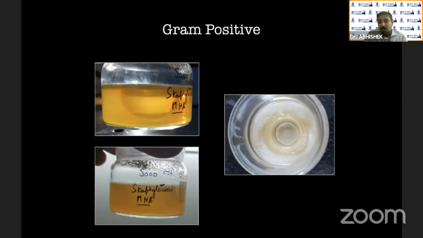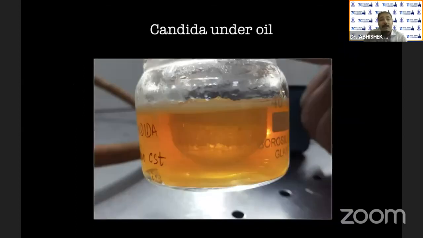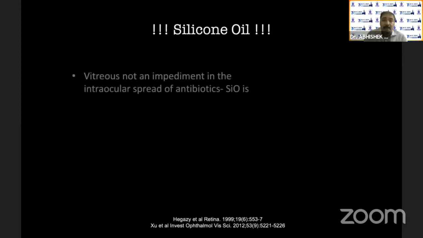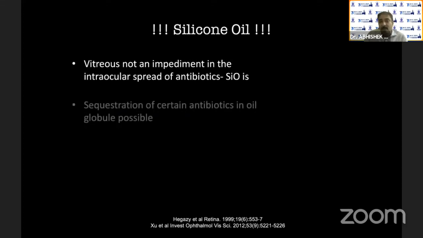And see, this is Staphylococcus. It grows very well under oil also. In BSS also it grows very well. Under oil, gram-negative organisms grow very well. They easily coat the whole of the agar surface. And this is Candida under oil. So oil does not have any antimicrobial effect per se. Also, the problem is that vitreous is not an impediment in the intraocular spread of antibiotics, but silicone oil is.